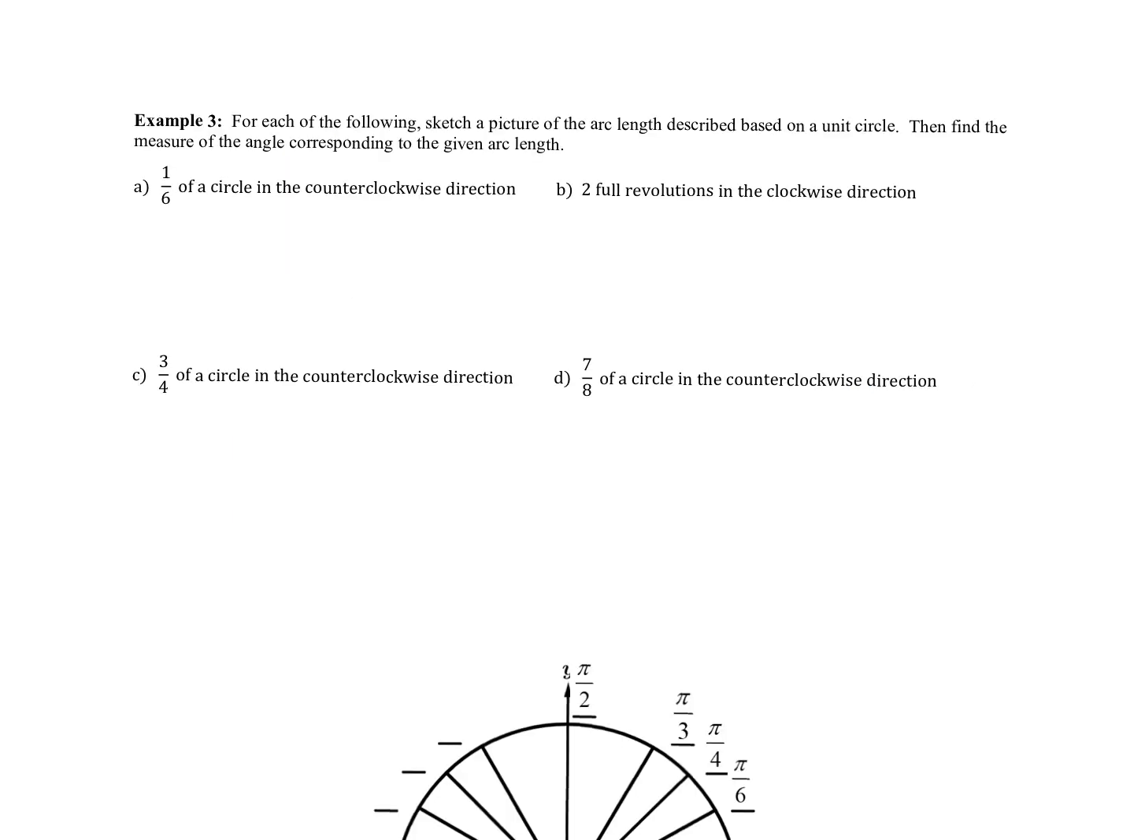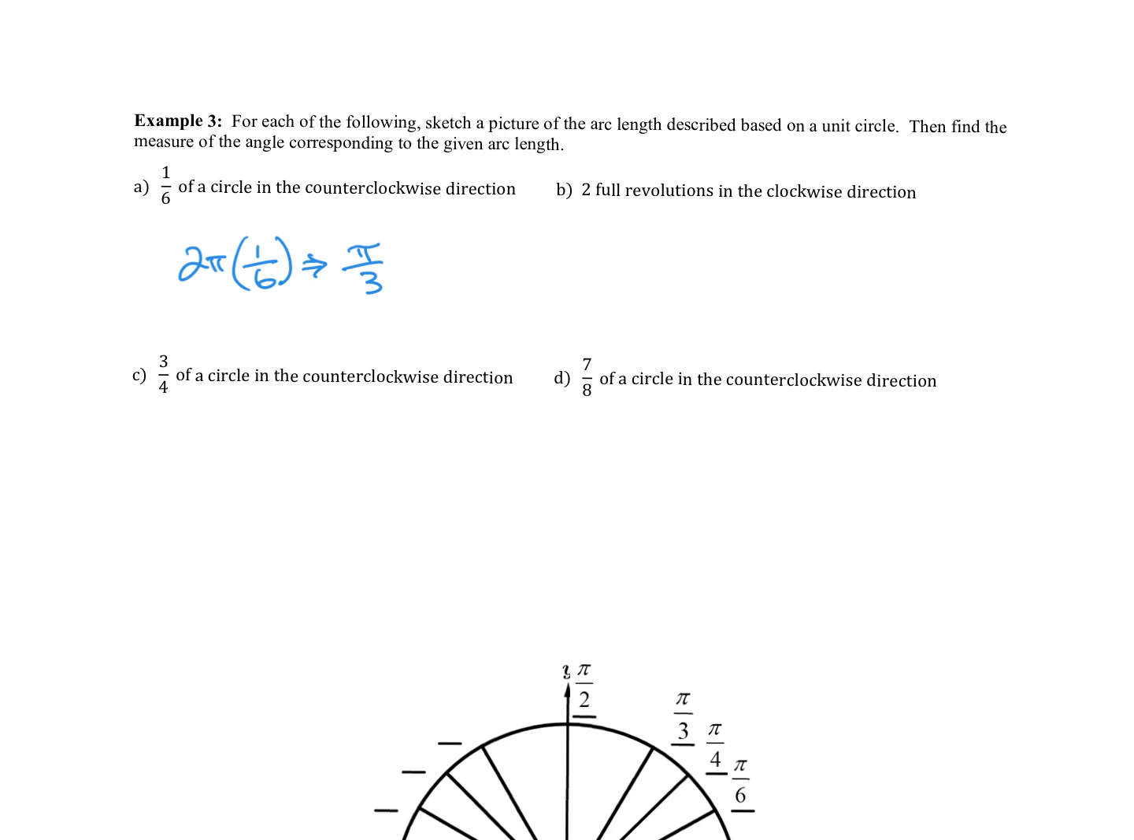Let's look at example 3 here. We're going to find our given arc length and our corresponding angle. We have 1/6 of the circle in the clockwise direction. How much is all the way around my circle? 2 pi. Now I'm going to multiply that by 1/6. So 1/6 of the way around my circle would be pi over 3, 1/3 pi.